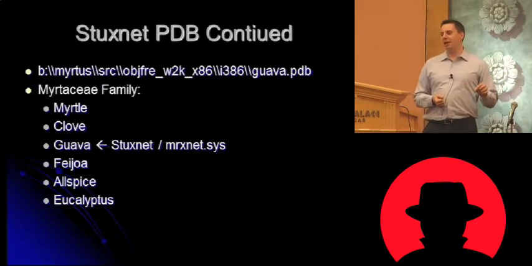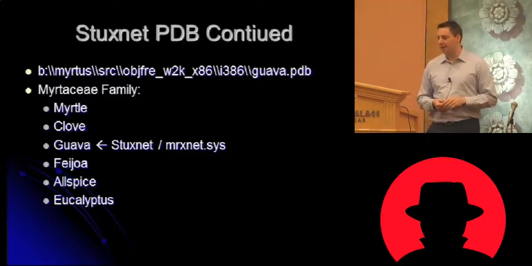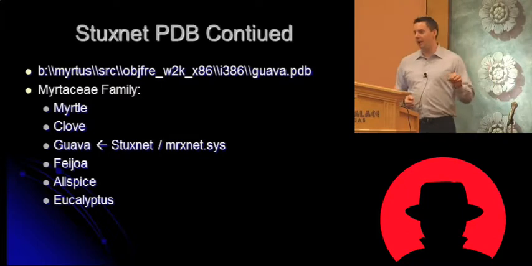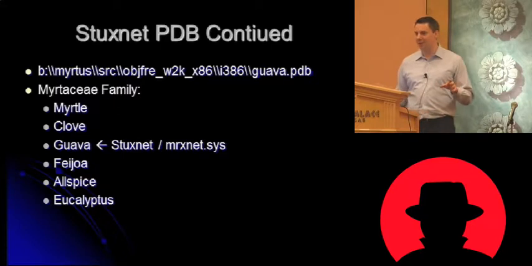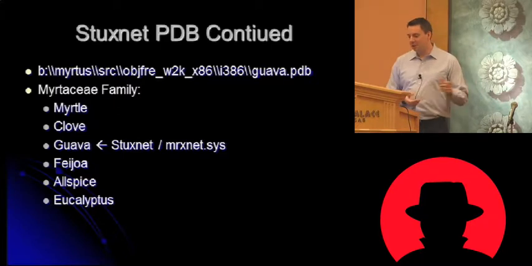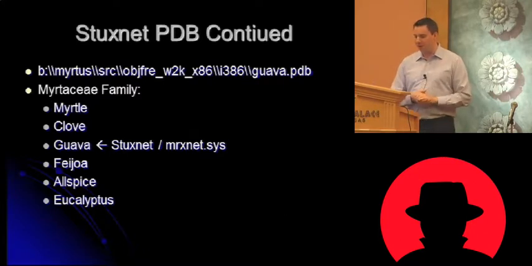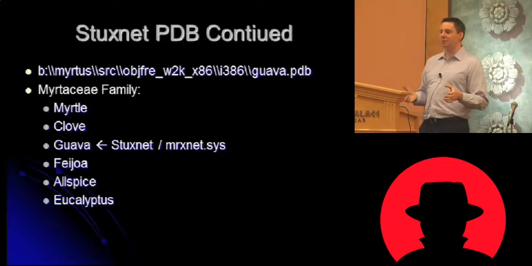Myrtus is a botanical reference. And guava is actually a plant which is in that botanical family. I'm not a botanist, I just did some Googling here. And so it turns out that there's a whole bunch of plants which are in this family. They start off at myrtle, clove, guava, allspice, and the final one is eucalyptus.